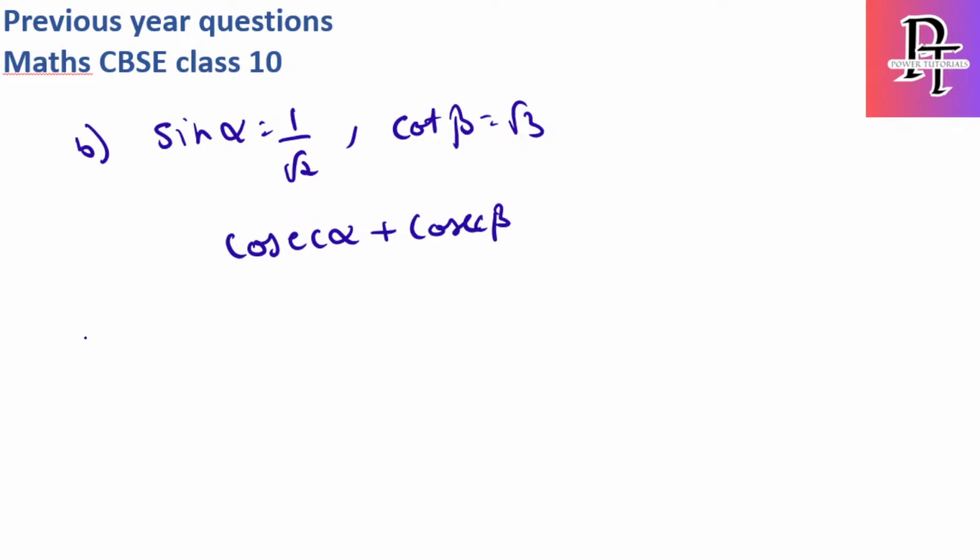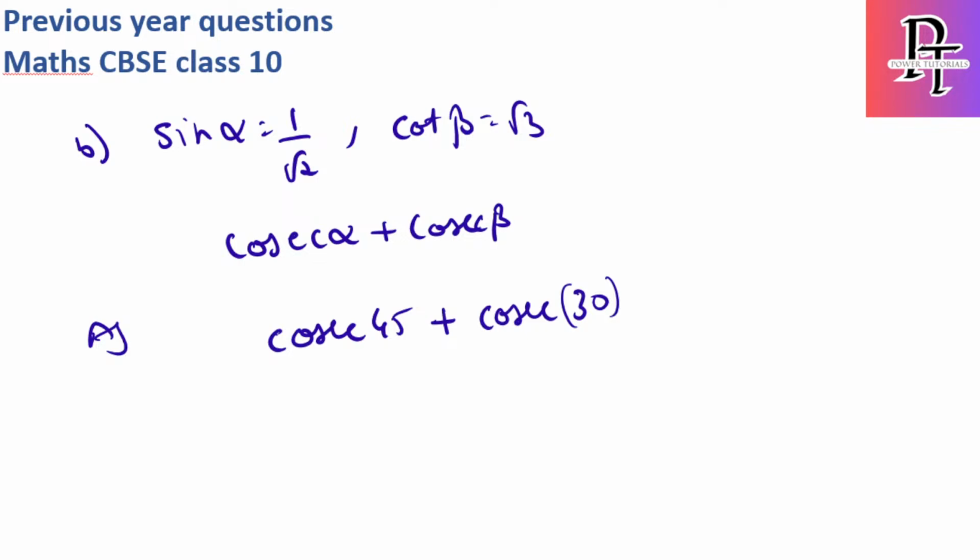Sin alpha is 1 by root 2, so alpha should be 45. Cosecant 45 plus cot beta is root 3, so beta should be 60. No, cot beta should be root 3, so beta should be 30. Tan 30 is 1 by root 3, cot 30 is root 3. Sin alpha is 1 by root 2, so 45, correct.